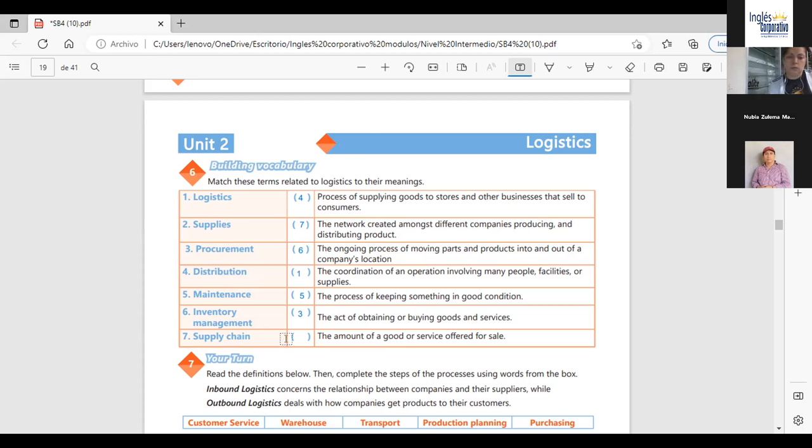The network created is a supply chain. The process of supplying is distribution. And the coordination of an operation involving many people is logistics. And the process of keeping something is maintenance. Okay. The process of obtaining is procurement, the last one. Yeah. Okay, good.